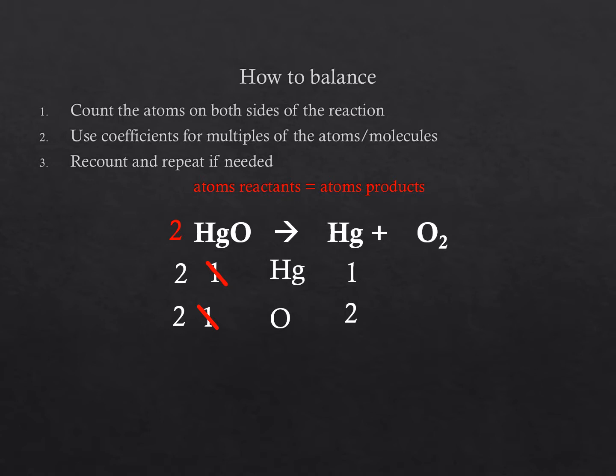So oxygen is balanced, but mercury is not. So we have to go to the product side and change mercury. Again, you have to make sure it gets to the number 2, which would be the coefficient 2, because 2 times 1 is 2, and you now have 2 mercuries. So you can see that both elements are balanced, both are equal, 2 mercuries and 2 oxygens. They do not always have to be the same number, but they do have to be the same for both sides for the one element, sorry.